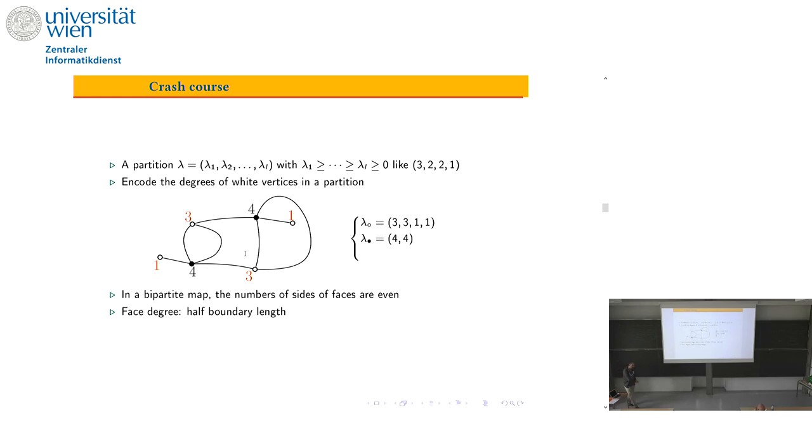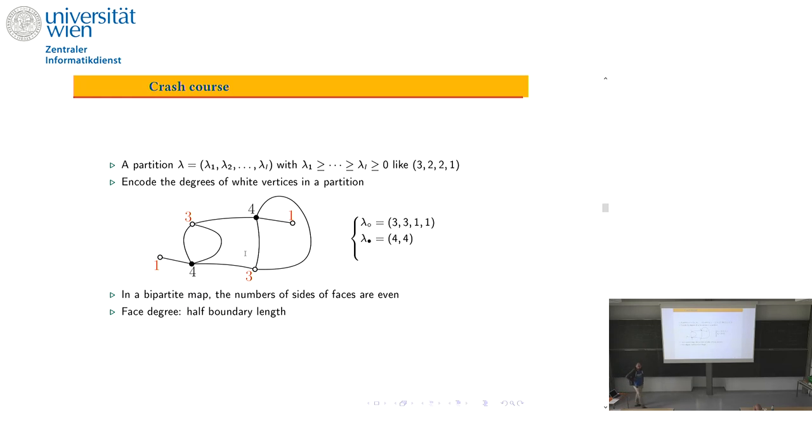Okay, so I want to enumerate those objects, and here is my crash course on generating functions of maps. So a partition is something that I already told you, like 3, 2, 2, 1. We'll encounter that partition again. And what I want you to notice is, if I give you a bipartite map like this one, you can record the degrees of the black and the white vertices into partitions. So let's say I have four white vertices, one of degree 1, another one of degree 1 on the right, and two of degree 3. So that gives me a partition 3, 3, 1, 1. And same for the black vertices. I have two of degree 4 here.